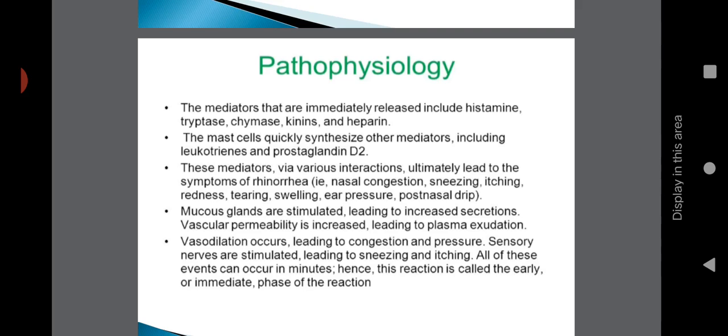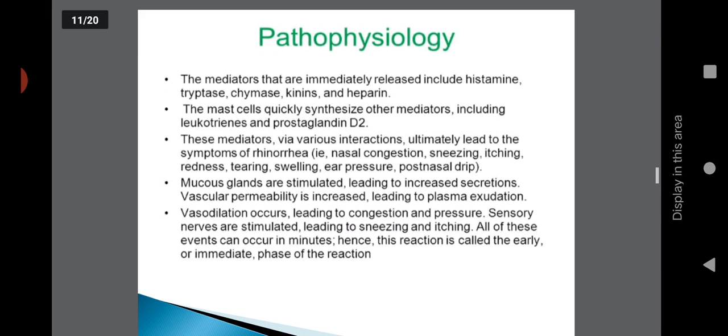So due to the reaction of the chemical mediators which are produced by the mast cell and already released into your nasal mucosa, both will react together and form some kind of symptoms, including rhinorrhea. We have discussed: nasal discharge, nasal congestion, sneezing, itching, redness, tearing, swelling, ear pressure, postnasal drip. So these are the common signs you can see once you are exposed to a chemical, a foreign body, or an allergen.